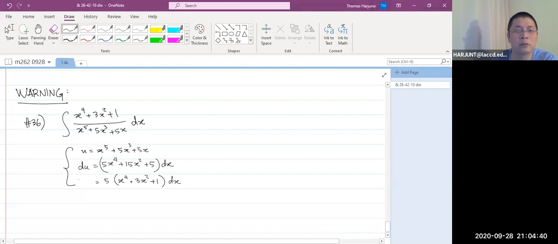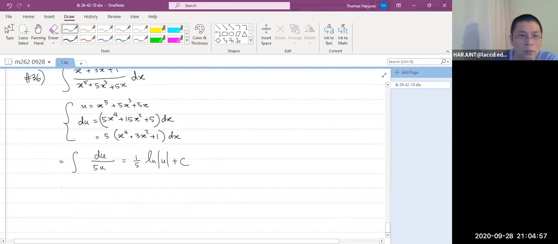You see what I mean? Okay, so all of a sudden this is equal to du over 5u, which is 1/5 natural log of absolute u plus constant, which is 1/5 of natural log of x to the 5th plus 5x cubed plus 5x plus constant.